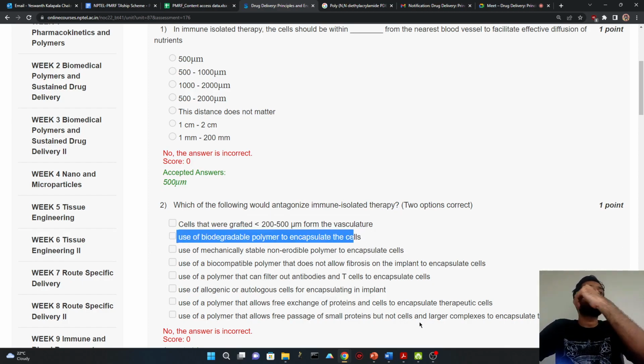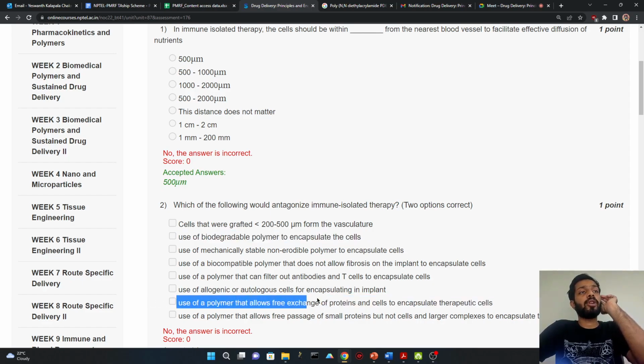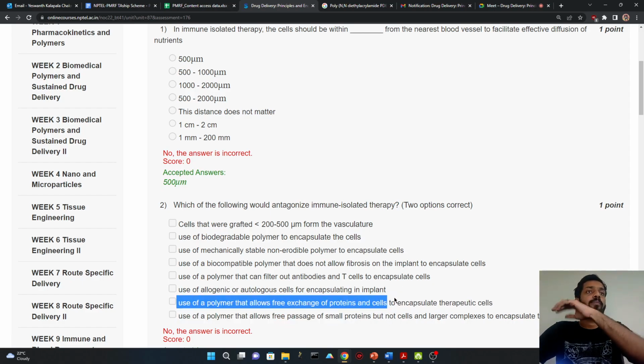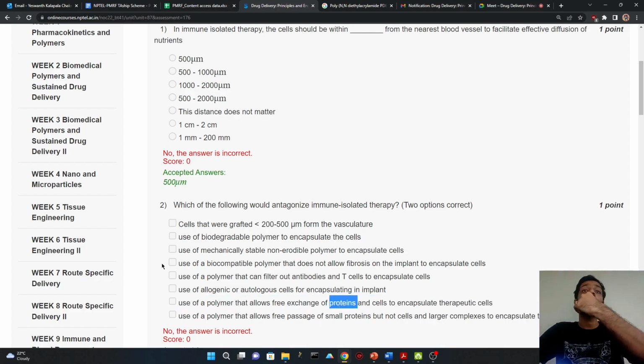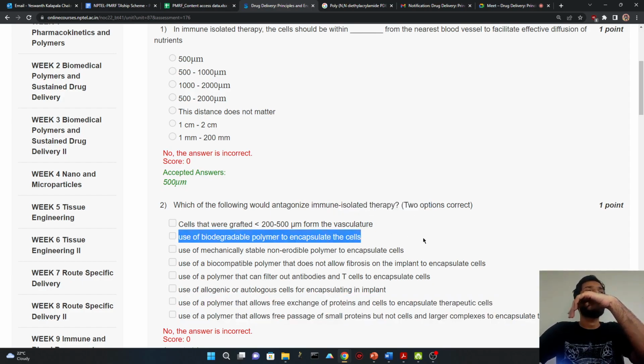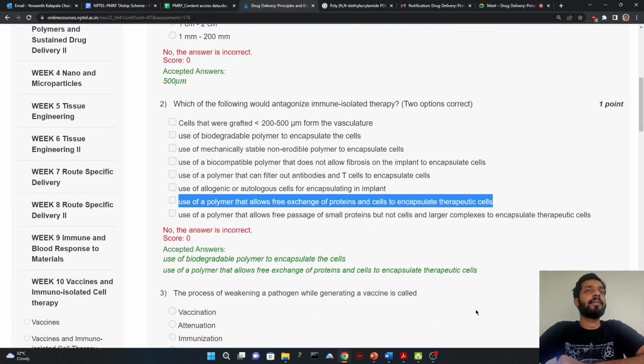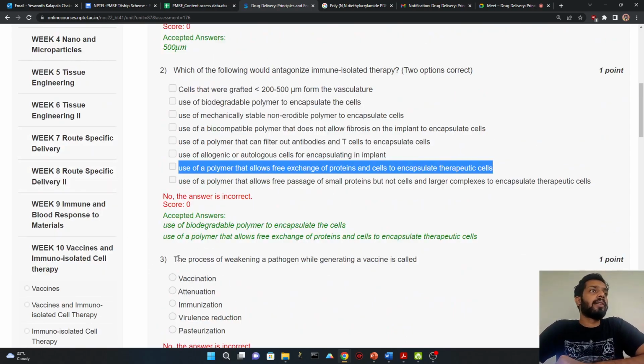And also, do you think this polymer should allow free exchange of proteins and cells? What happens if the polymer allows a free exchange of proteins and cells? Your T cells and B cells and macrophages will immediately infiltrate the polymer, neutrophils also, and then also the antibodies that are produced by your B cells will freely pass because proteins are also freely exchanging. So this should also not be an ideal property for your immune isolated therapy, right? So it should be non-biodegradable and it should not allow free exchange of proteins and cells. Okay, yeah. So option B.